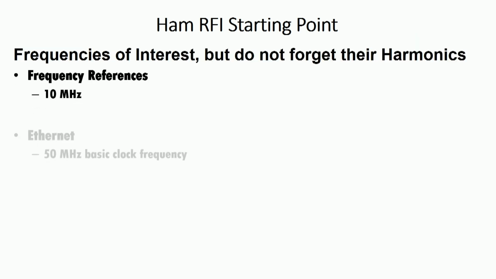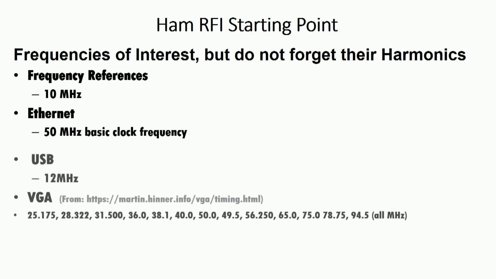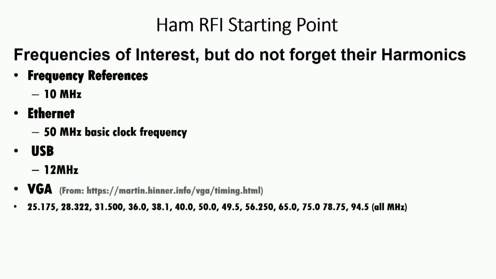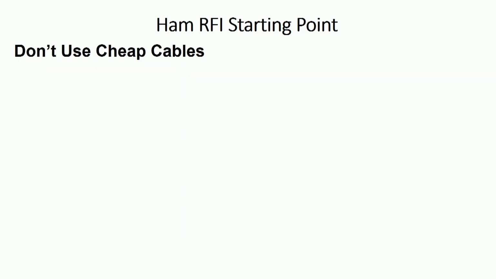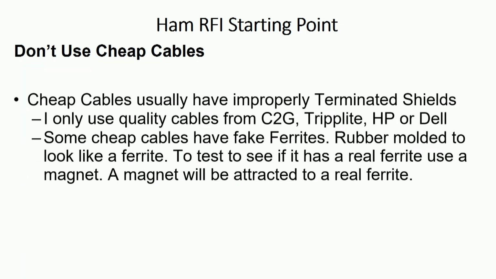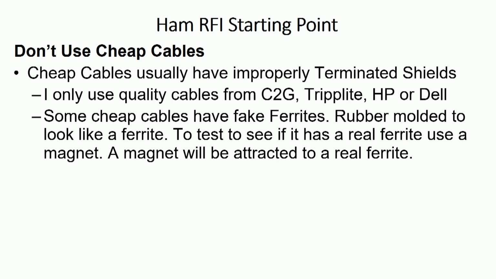Frequencies to worry about for local interference: you've got frequency references, 10 megahertz, Ethernet's 50 megahertz increments, USB's 12 megahertz increments, and VGA's got a ton of them. And most computers have got spread spectrum and have clocks in the gigahertz range. Don't use cheap cables. Cheap cables are not made well. Use only C2G, Tripp Lite, HP, Dell cables. The cheap cables, you're going to be forever sorry.